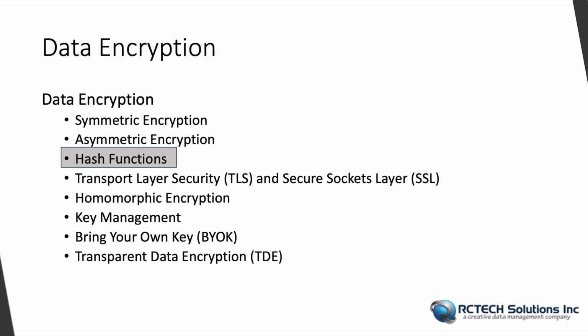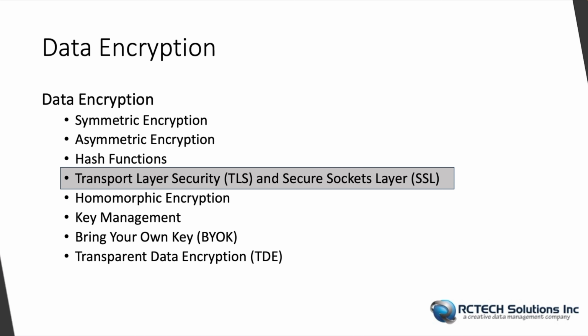Asymmetric encryption provides a secure method for key exchange and is widely used for secure communication in the cloud channel. Hash functions are one-way encryption techniques that produce a fixed-size output known as a hash value or message digest. Hash functions are commonly used to verify data integrity and ensure that the transmitted or stored data has not been tampered with.